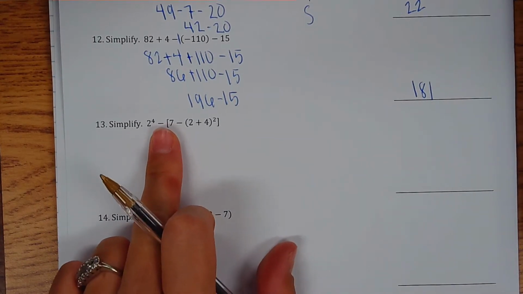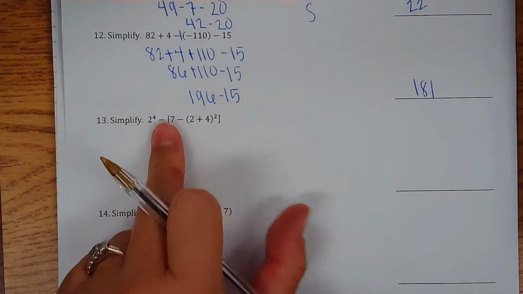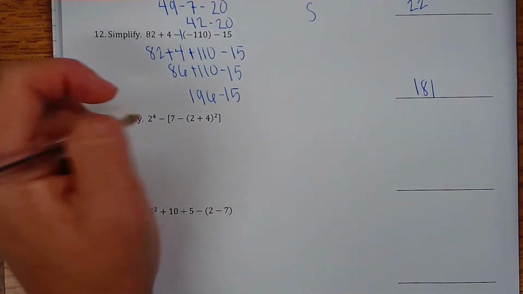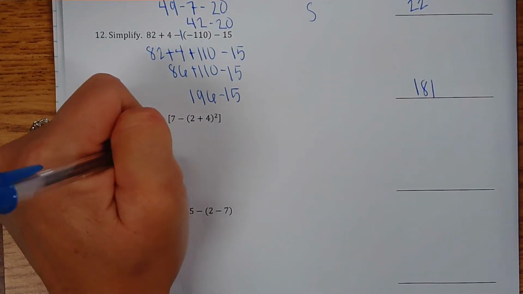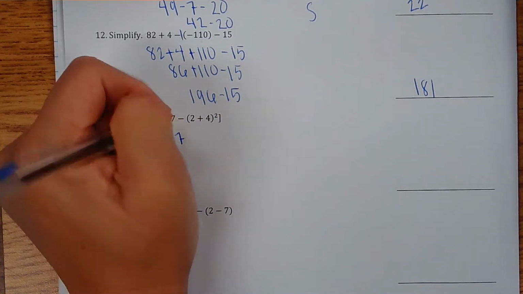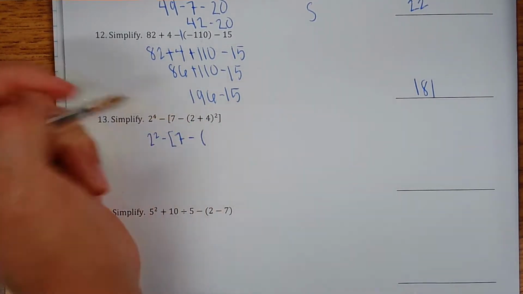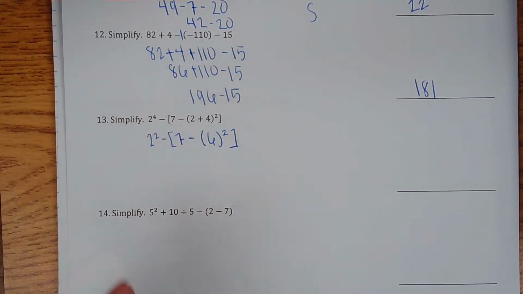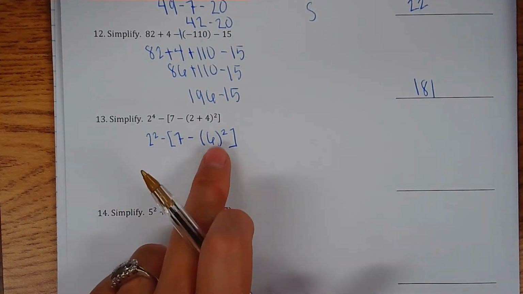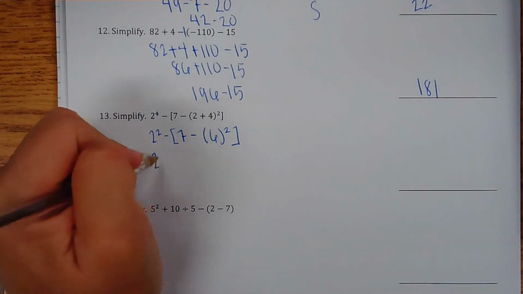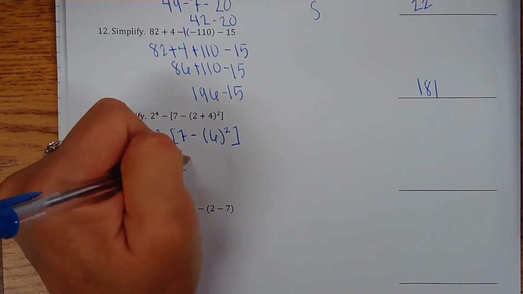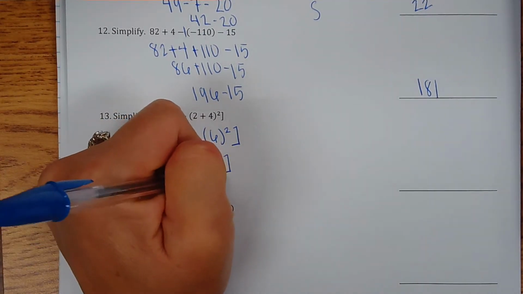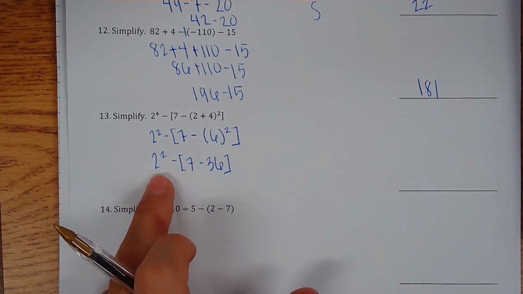All right, more order of operations, more GEMDAS here. We're going to start in our innermost parentheses, so that would be 2 plus 4. I'm going to have 2 squared minus brackets 7 minus 2 plus 4 is 6 squared. Okay, now I'm actually going to square that. So I'm going to have 2 squared minus 7 minus 36. And those are all in brackets.